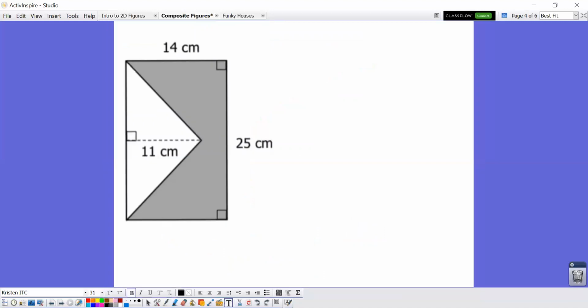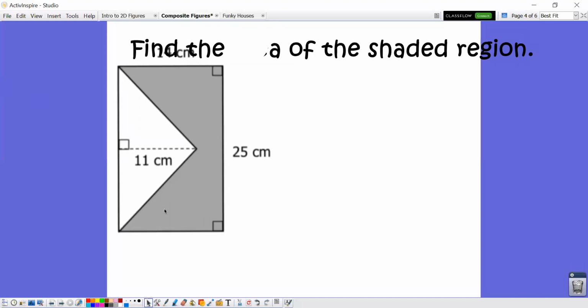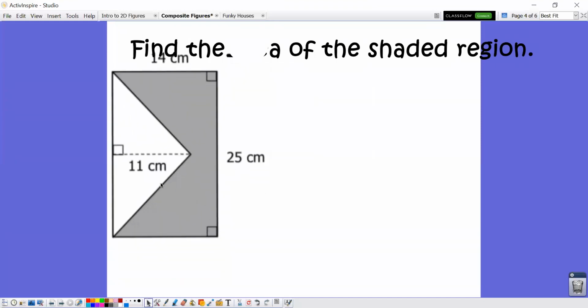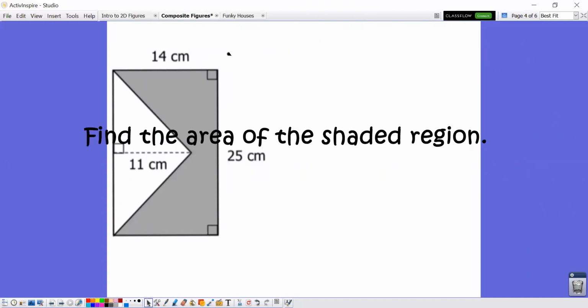This type of figure, we are going to be asked to find the area of the shaded region. Now the shaded region is not the whole shape. It's not a normal figure. It is part of another figure.